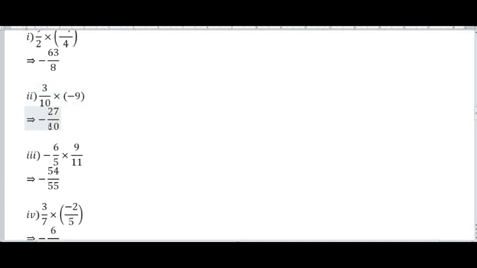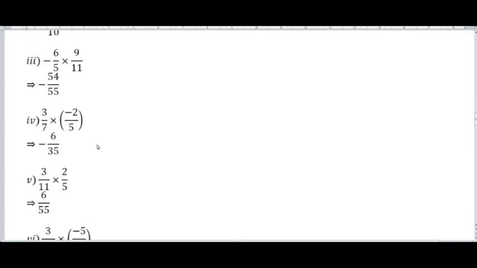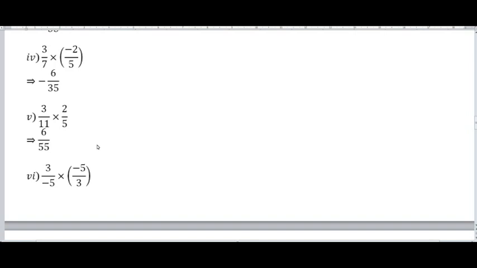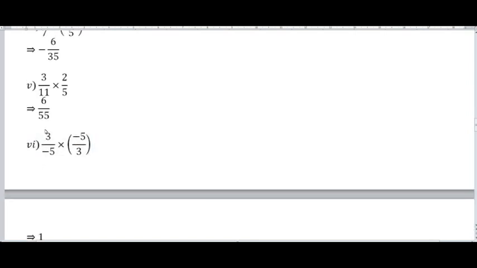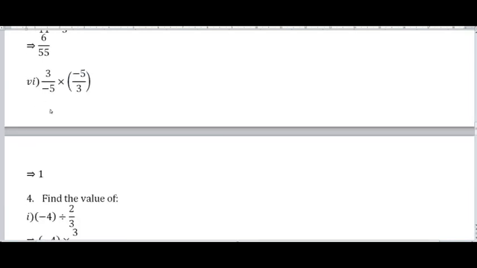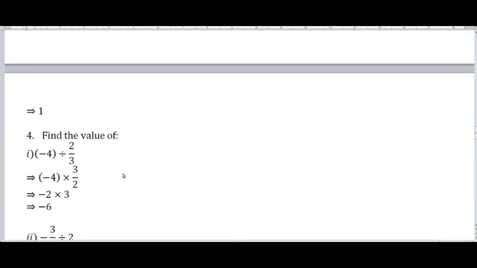Alright. So all the rest are the same again. 3, 4, 5, 6, you have to do it by yourself. In number 6, I would like to explain this one. Here it is very easy. 3 and 3 can be cancelled, and minus 5 and minus 5 can be cancelled in multiplication, but the remaining one will be there. That is 1. That will be the answer. All right.